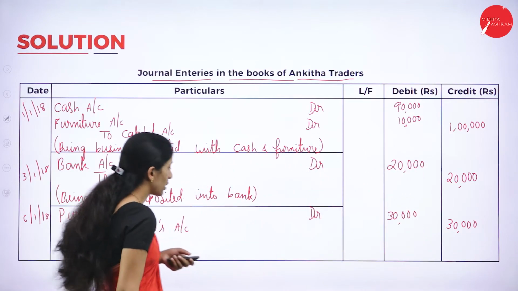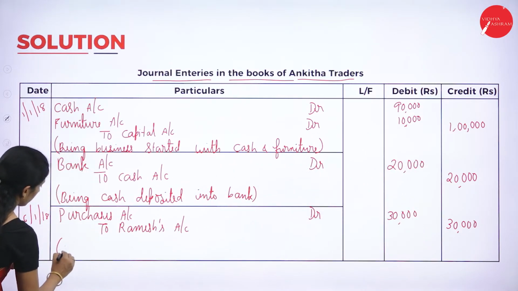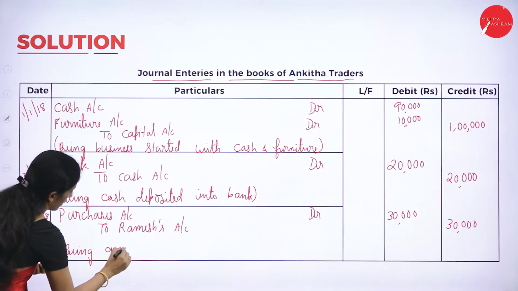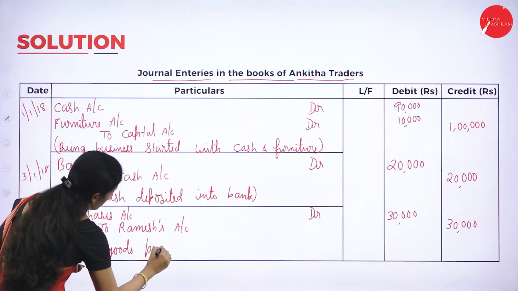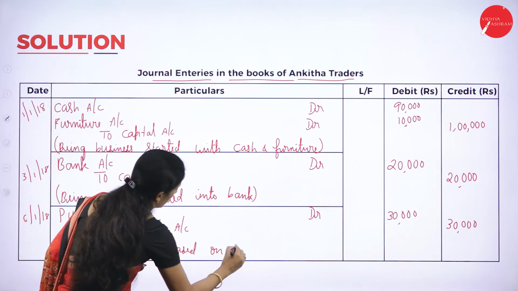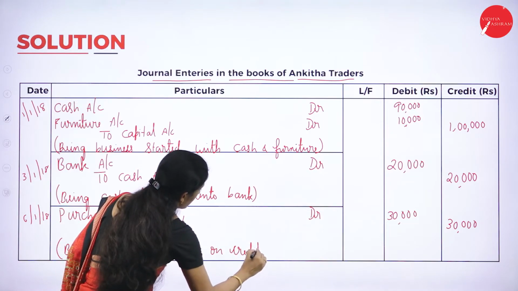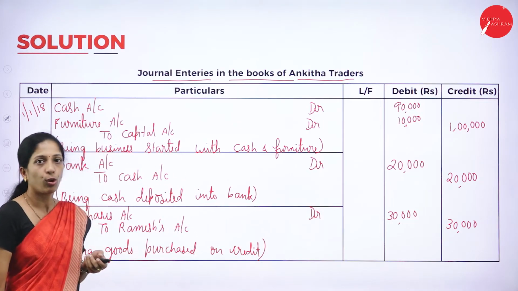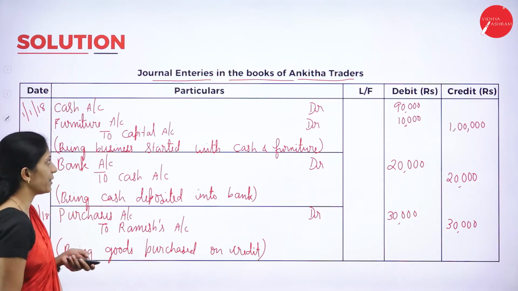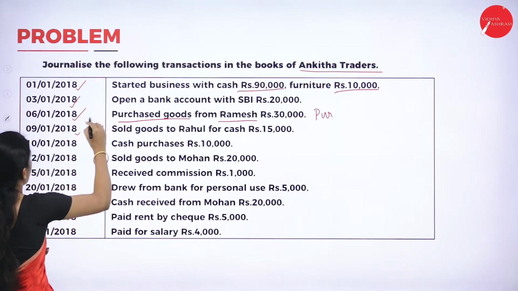So write the narration: being goods purchased on credit. And always remember, narration can be in your own words. It is just a brief explanation about your journal entry. Now come to the next one.